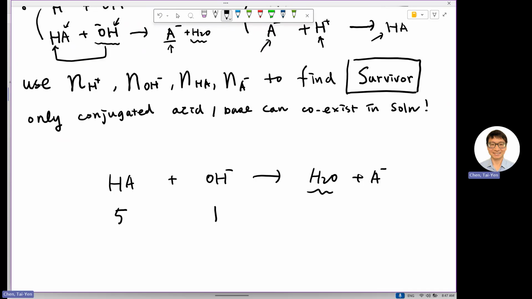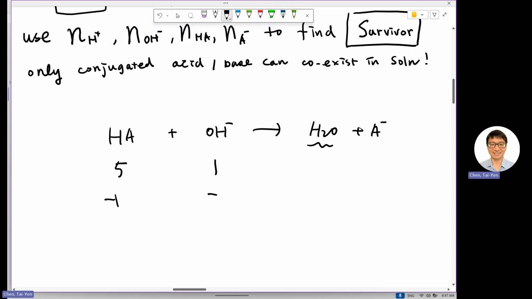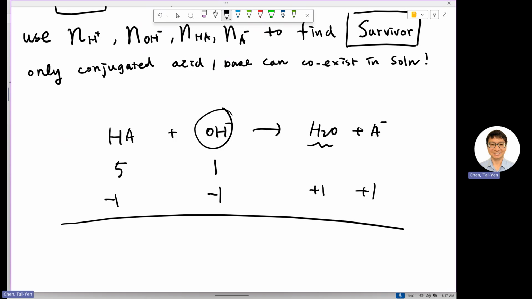So in this case, since your OH minus is a limiting amount, it will be fully killed. That's what's going to happen, right? So we end up with 4 HA, 0 OH minus, 1 H2O, and 1 A minus. Okay? So now, who are the survivors? HA and A minus. So right now you have a conjugate acid-base pair inside the solution, right?